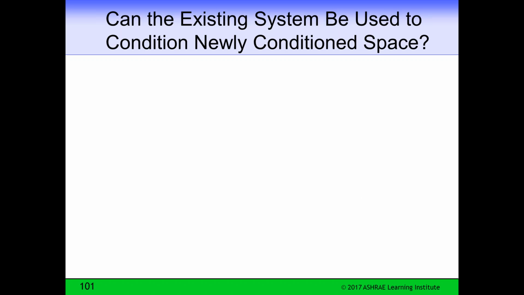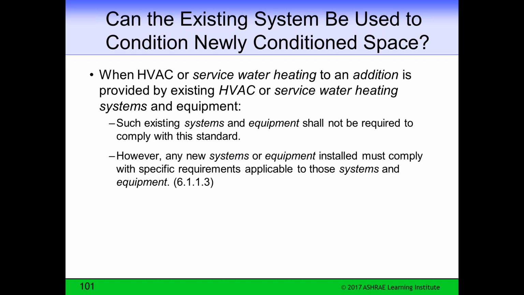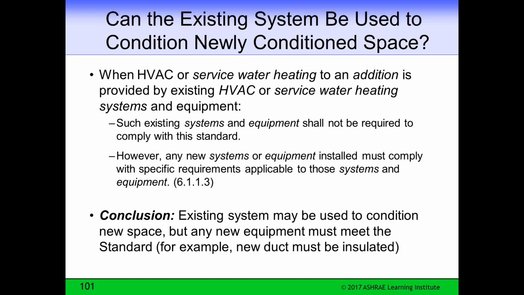But we have one more exception. Can the existing system be used to condition newly conditioned space? When HVAC or service water heating to an addition is provided by existing HVAC or service water heating systems and equipment, such existing systems and equipment shall not be required to comply with the standard. However, any new systems or equipment installed must comply with specific requirements of the code.